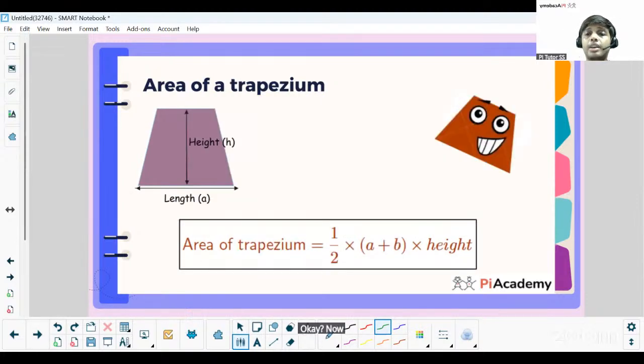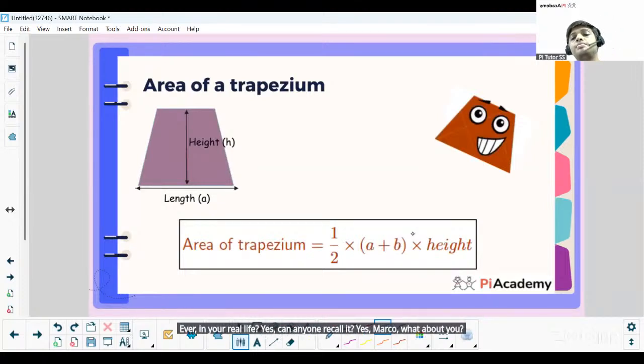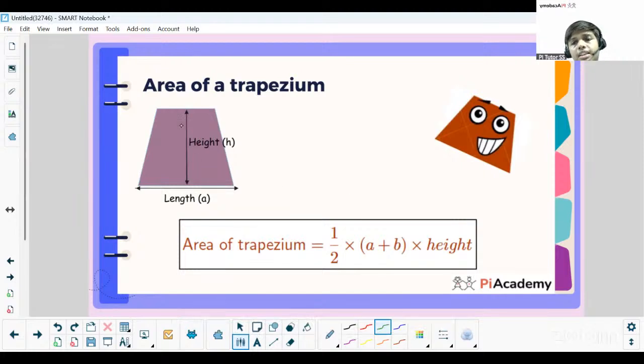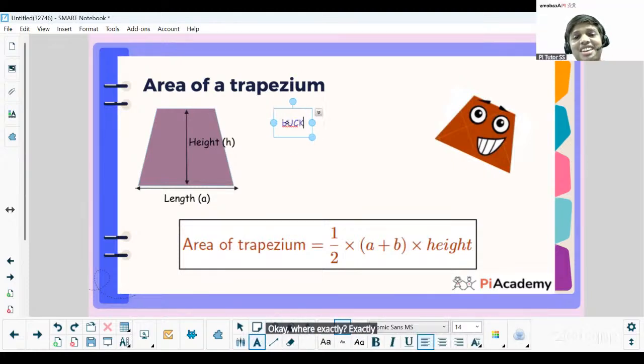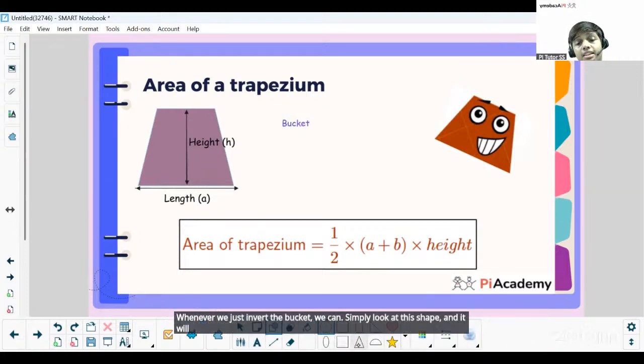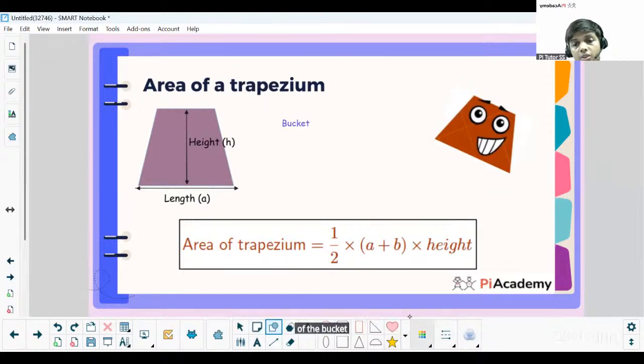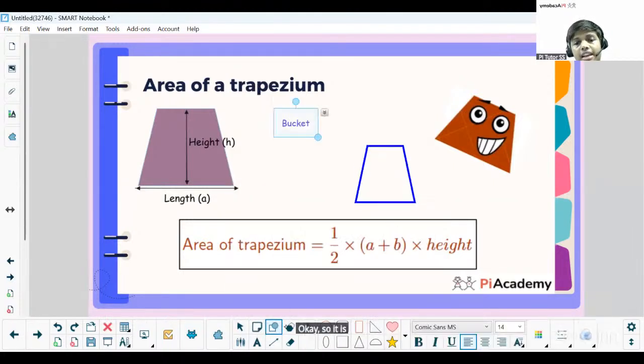Now let us quickly move on to the area of the trapezium as well. Can anyone tell me where you have seen this shape in your real life? Yes, Marco, what about you? Have you ever seen the shape in real life? A bucket, like a bucket and spade at the beach. Exactly. Very good. Whenever we invert the bucket, we can look at this shape and it will remind us of the bucket. So it is like having a bucket and you have just inverted it.